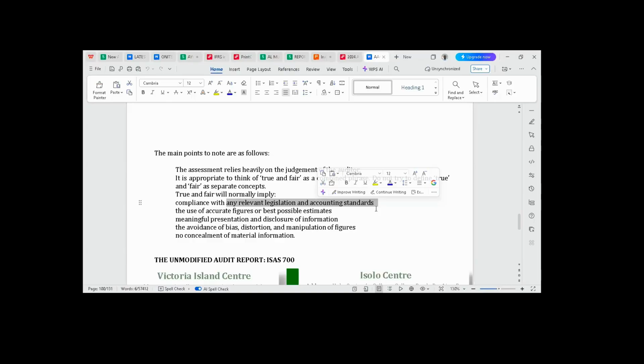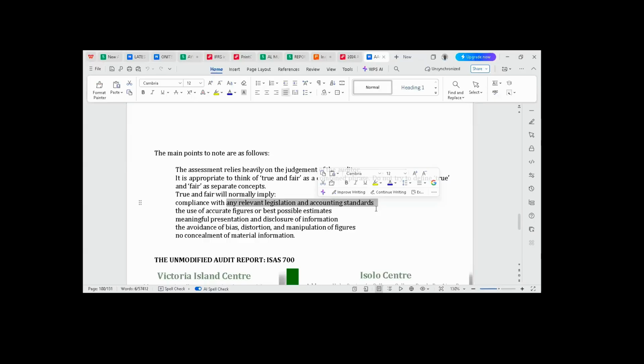Because if the financial statements are not prepared in line with applicable financial regulatory framework, then what are we looking at? That means we don't have a basis for what? For benchmarking. There's no criteria. That's what it means.